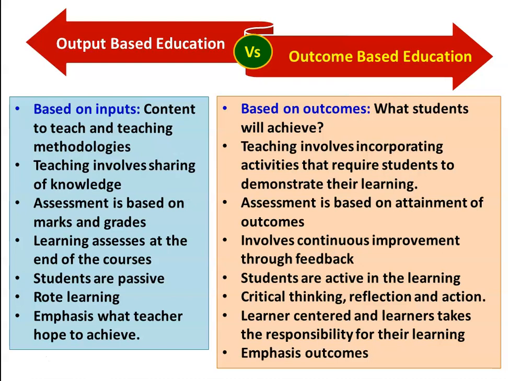Students are active in the learning system. It promotes the critical thinking, reflection, and action of the student. It is learner-centric, and the learner takes the responsibility for their learning. Outcome-based education emphasizes the outcomes of the program, the outcomes of the course, or the outcome of the lecture.